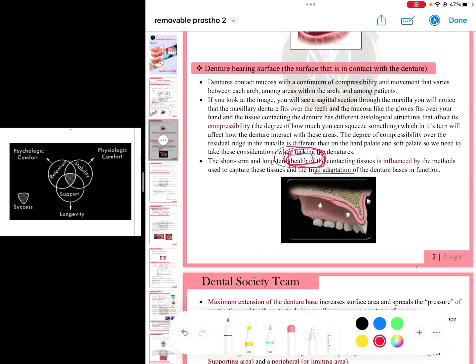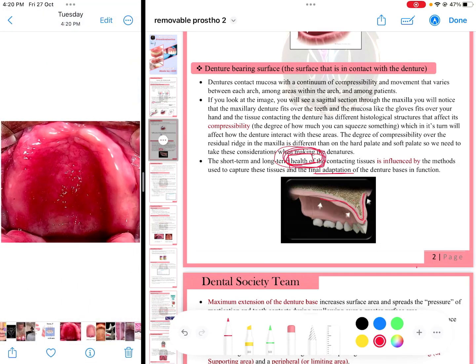The health will differ. For example, look at this picture. If the denture is sitting and squeezing a lot, what will happen to the mucosa? It will be damaged. It will be irritated. It will become inflamed. So the health depends on the compressibility and the adaptation, how it fits, how it sits.